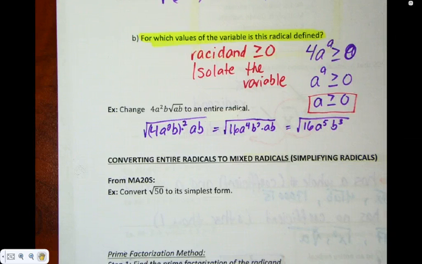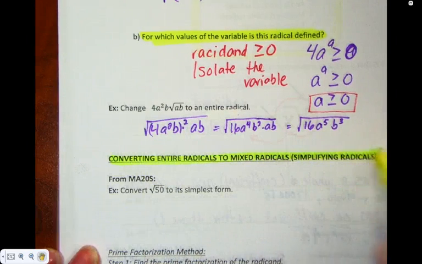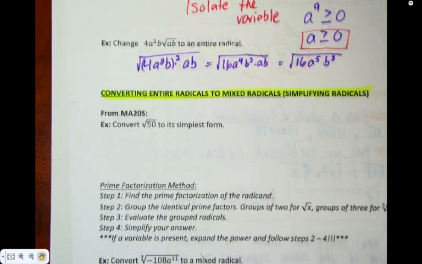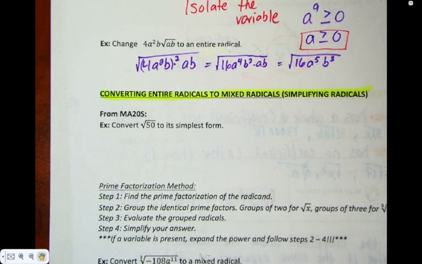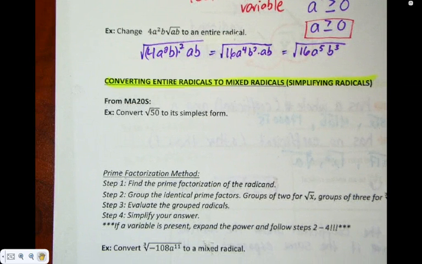Okay, here, again. Now we're just going to go backwards. We're going to go from entire radicals to mixed radicals, and this is really called simplifying radicals. We actually like those coefficients outside. You started these last year in grade 10, and I know for some of you it's been over a year since we did it, so let's just review.